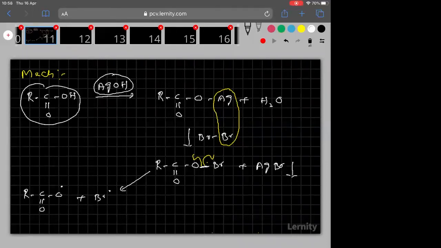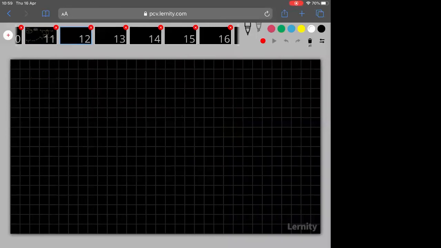Hope it is clear to everyone. And the mechanism is not completed till now. Okay, I will move to the next slide. Now, see clearly, in the next part of the mechanism, the RC double bonded O dot which is formed. Okay, now this is the RDS step of the mechanism, which is the slow step, the rate determining step.